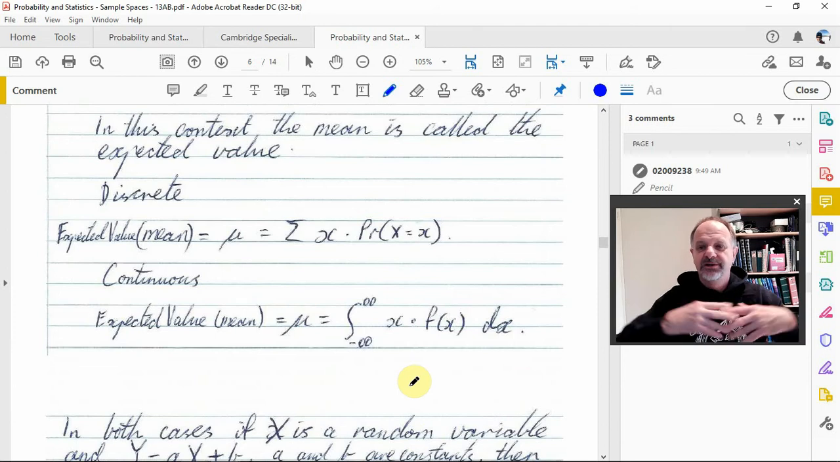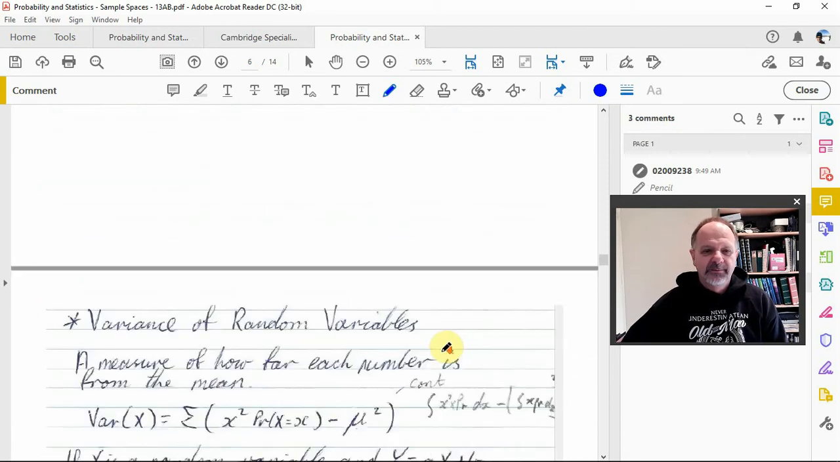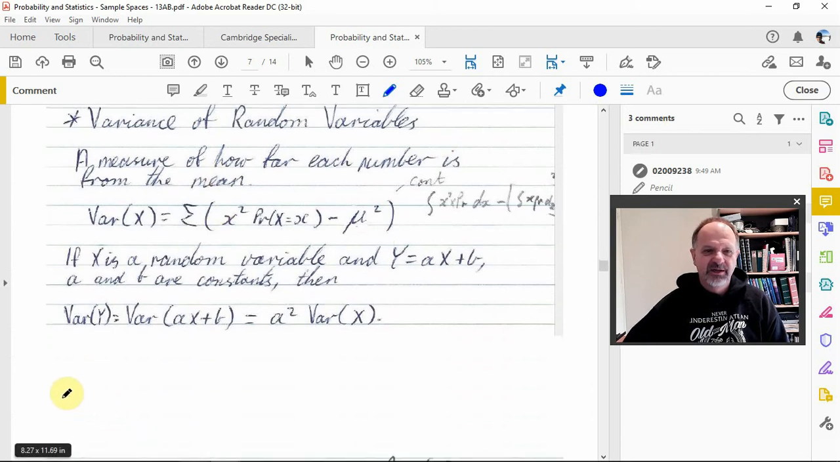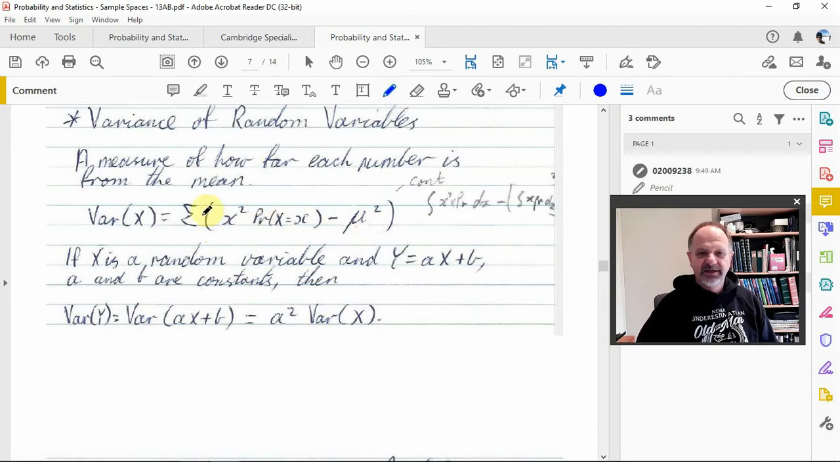Now, of course, when you do something over time, you're not always going to get the value you expect. Sometimes you'll get something different. That's what we call the variance, how much it varies from the mean or the expected value. Variance is the measure of how far each number is from the mean. Now I just need to clarify this a little bit. For discrete, it's the sum of x squared times the probability, minus the mean squared, and then you add those bits up.